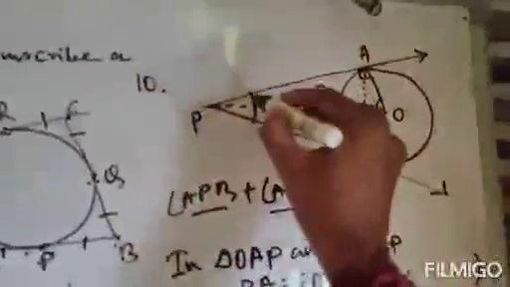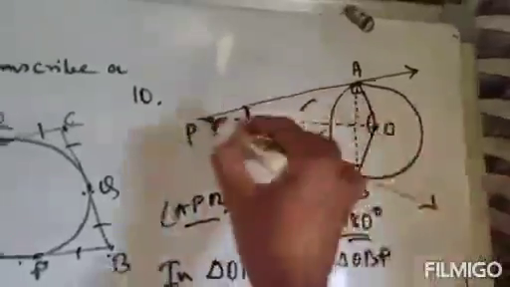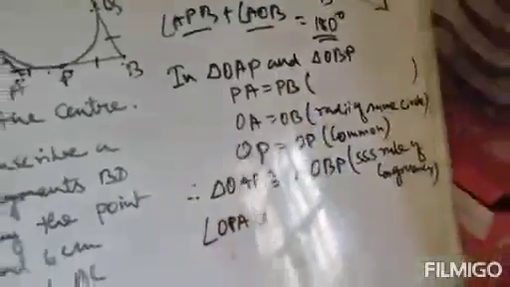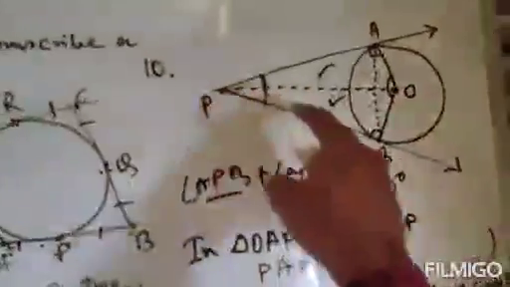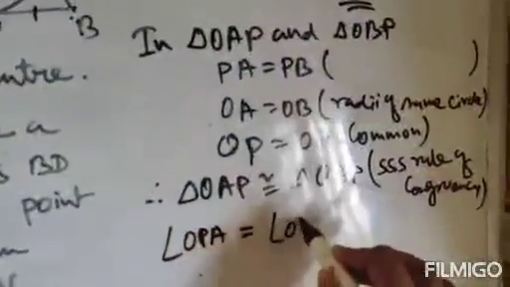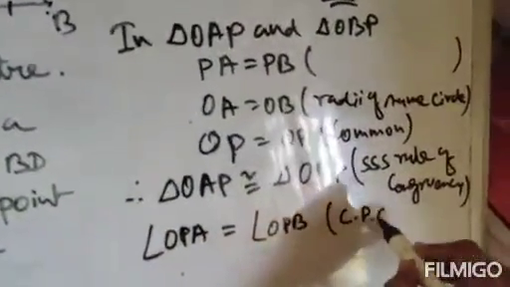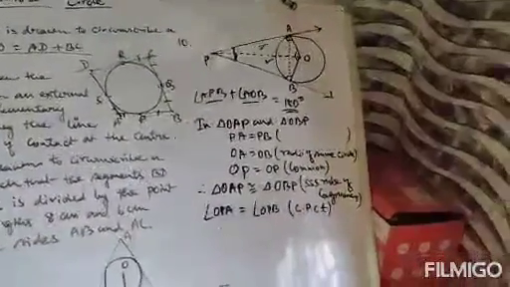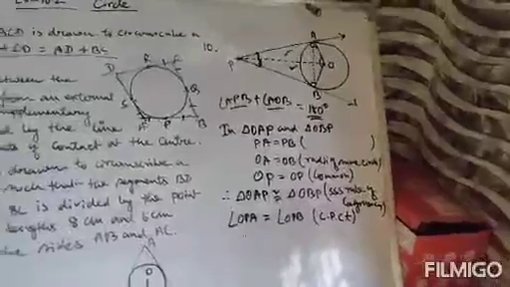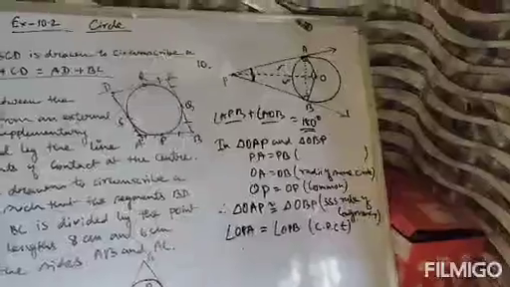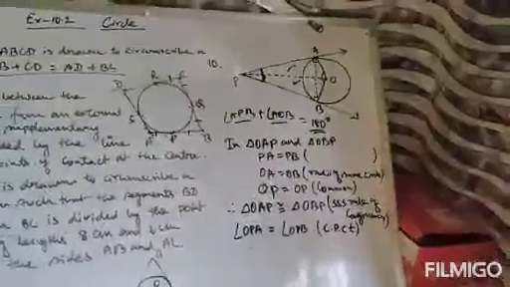So we can say that angle OPA, that means this small part OPA, will be equal to angle OPB, that means this portion. CPCT, because the triangles are congruent. If triangles are congruent, then the corresponding angles will be equal. So these two angles are corresponding angles.